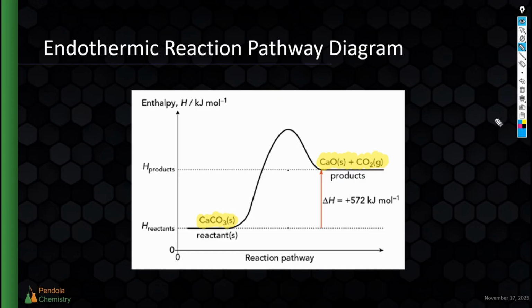Now what this tells us, the positive tells us that this is energy being absorbed. Therefore, this is why this reaction needs to be heated. 572 kilojoules is how much energy is absorbed. And then the mole again tells us from what?